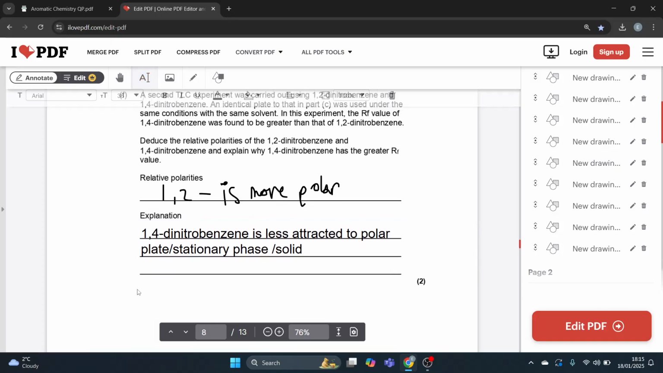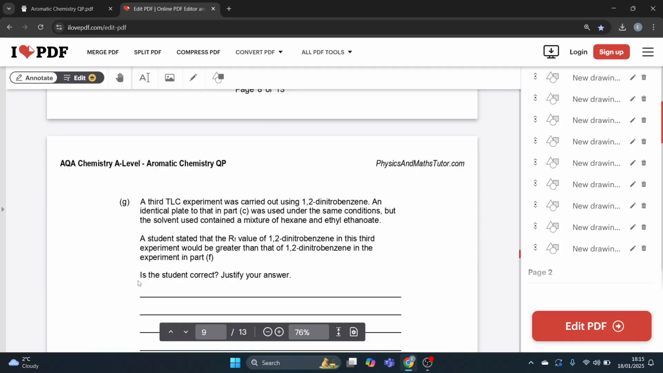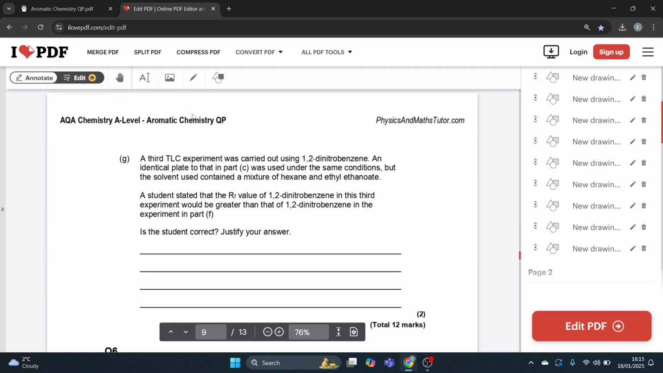And part G. Is the student correct? A third TLC, thin layer chromatography, experiment was carried out using 1,2-dinitrobenzene and an identical plate to that in part C, used in the same conditions, but the solvent used contained a mixture of hexane and ethyl ethanoate. A student stated that the Rf value of 1,2-dinitrobenzene in his third experiment would be greater than that of 1,2-dinitrobenzene in experiment part F. Is the student correct? And it is 2 marks.